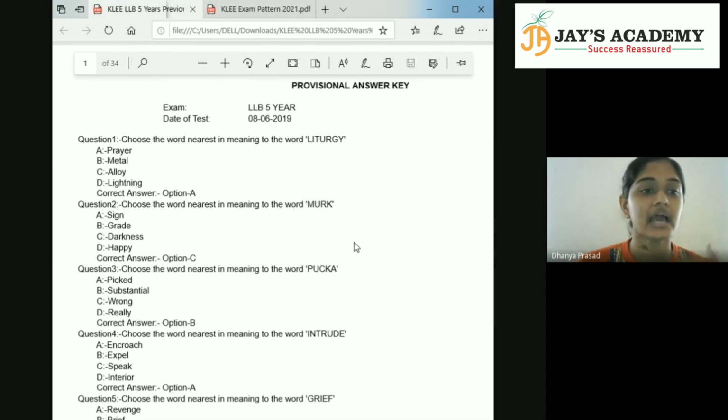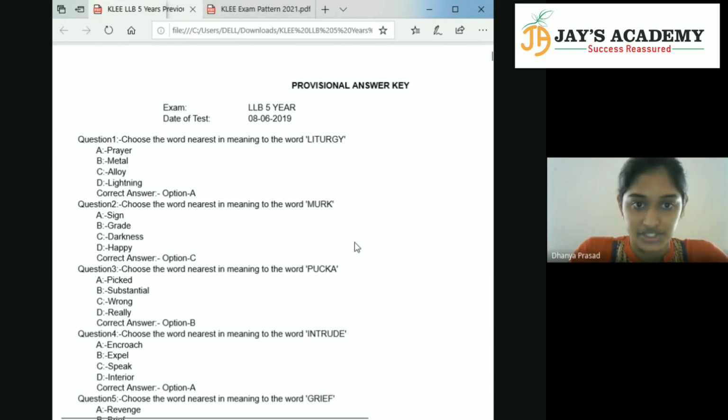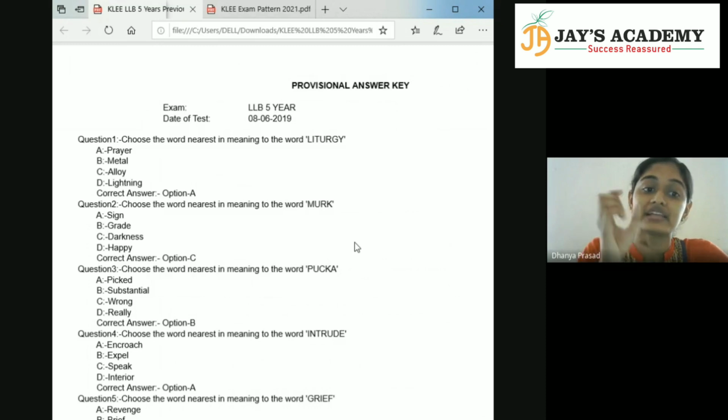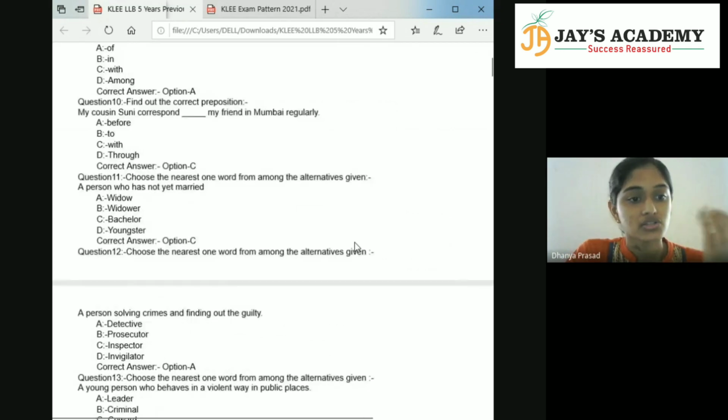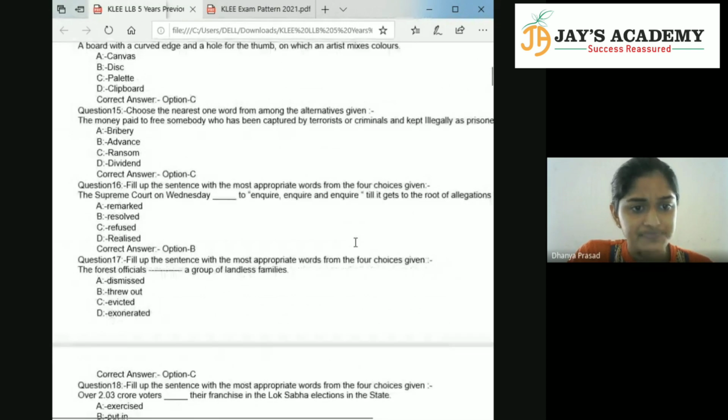So as you can see, and as you can figure out from the first question itself, this is English, okay, where you have to find out the synonym, or choose the word nearest in meaning to the word liturgy. So you will have to identify the synonym, or it may also be antonym. So at this point, when questions like these come, be very clear, read the question very attentively, because it may either ask for a synonym or an antonym, right? Now, so these are some of the questions on English, right?